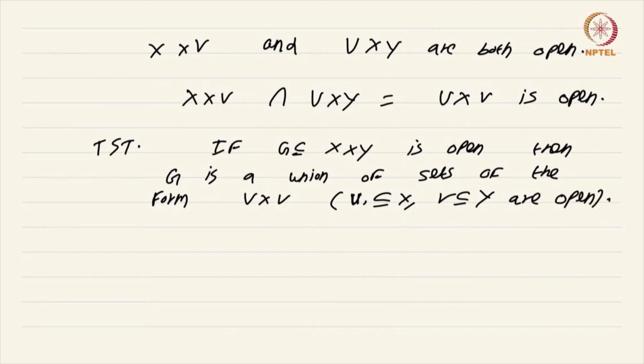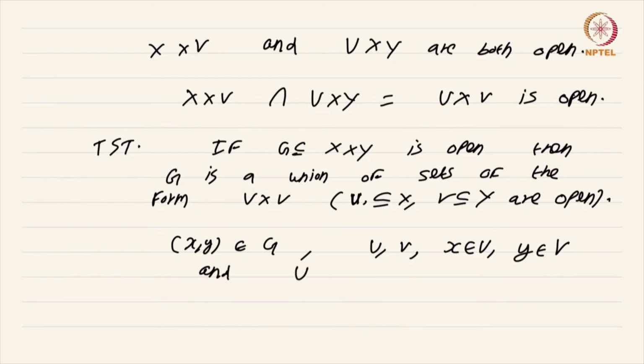Now what we are going to do is the following. We are going to take a pair (x, y) which is in G, and we are going to find U and V, where x is in U, y is in V, and U cross V is a subset of G.